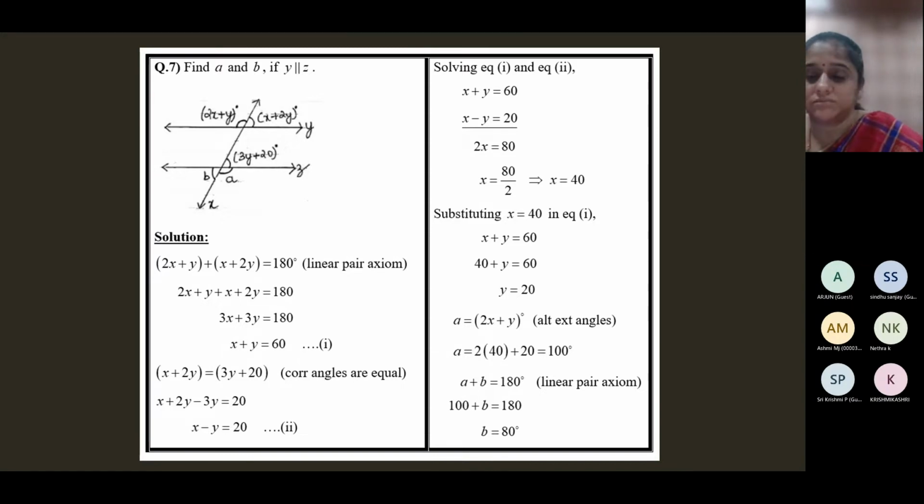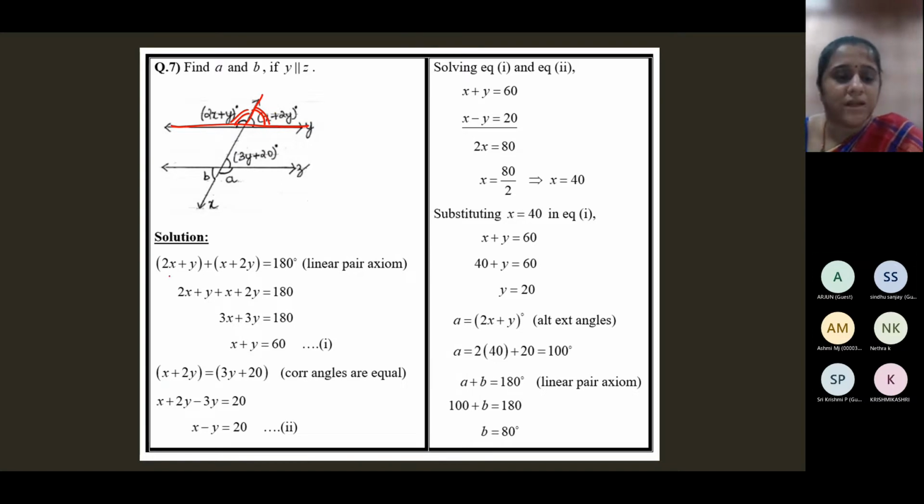Done, children? Yes, ma'am. All right, children. Since we are given that y is parallel to z, corresponding angles are equal. These angles are corresponding angles and they're equal. And also, y is a straight line. There's a ray standing on it, and the sum of these two angles is equal to 180, linear pair.